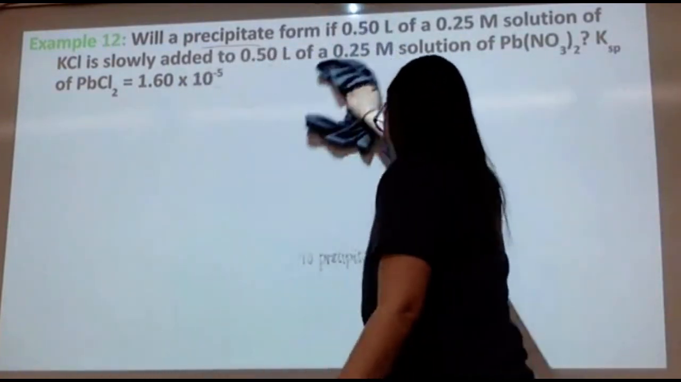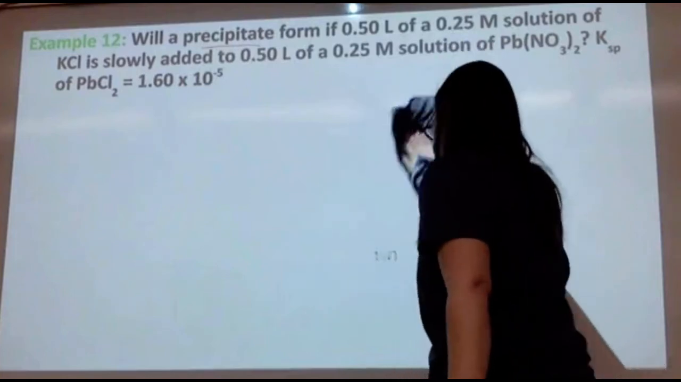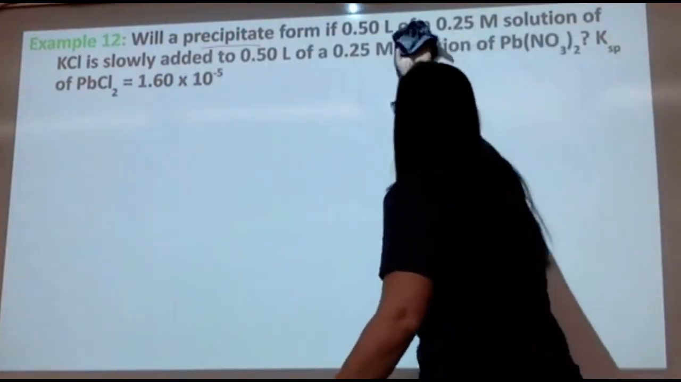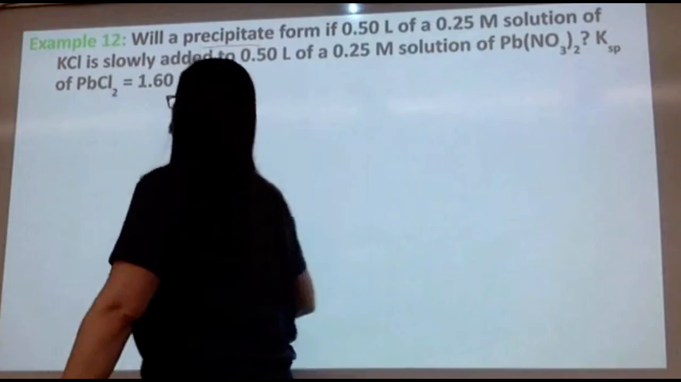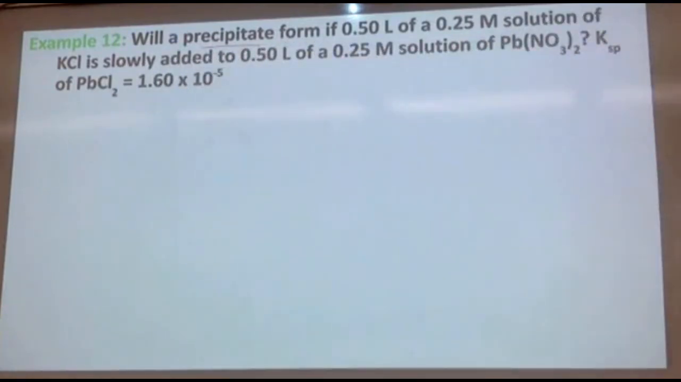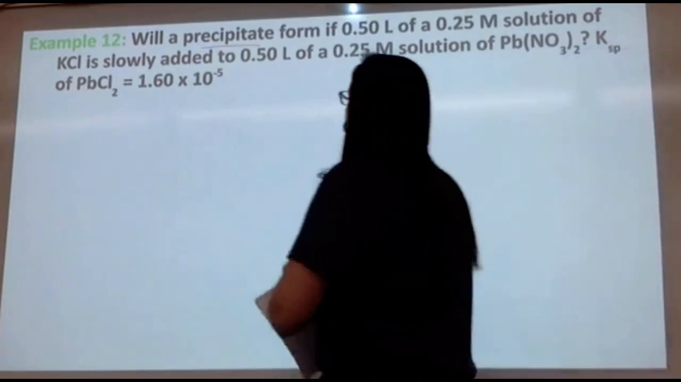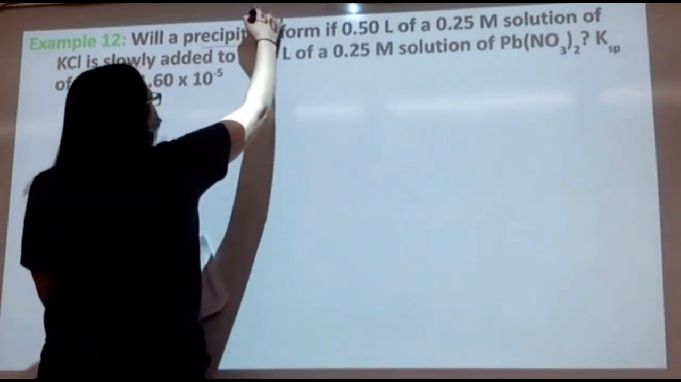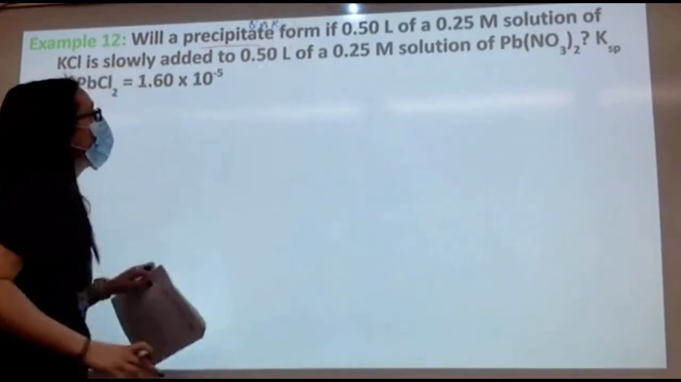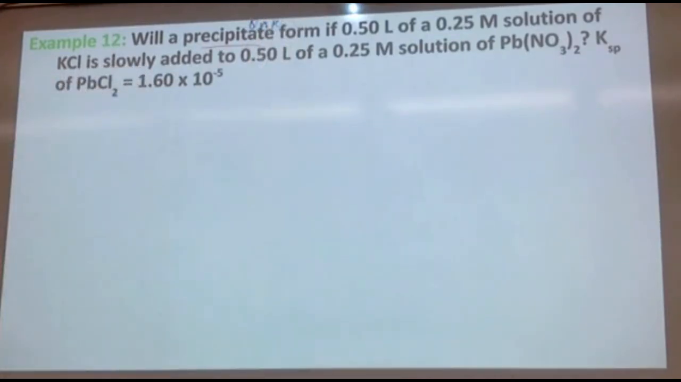Now this one's going to make us think a little bit, which is why I put this in our examples. This is a practice question. It kind of ties in some dilutions as well. So will a precipitate form? I need to compare Q to K. If 0.5 liters of a 0.25 molar solution of KCl is slowly added to 0.5 liters of a 0.25 molar solution of Pb(NO3)2. This is the Ksp of PbCl2.